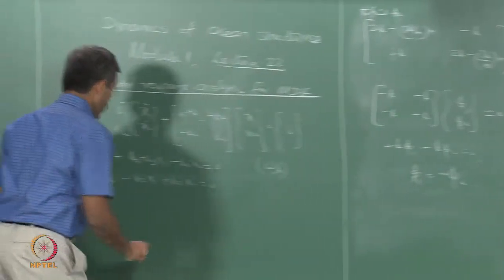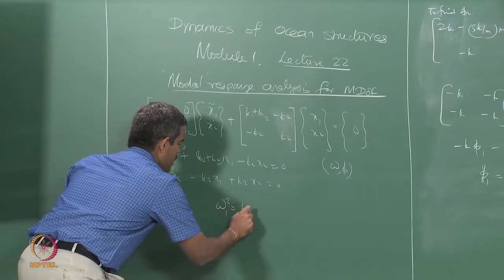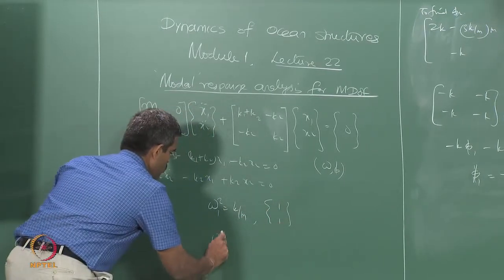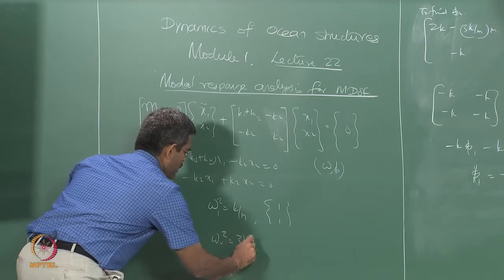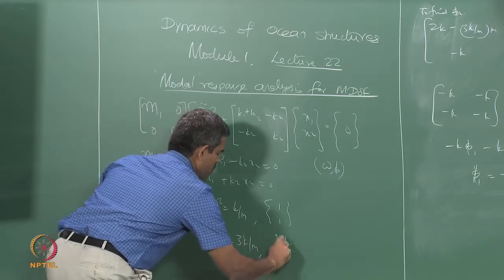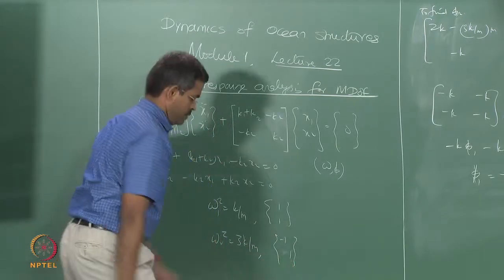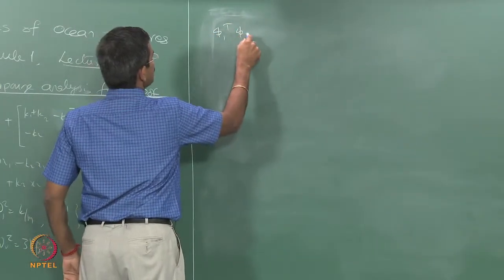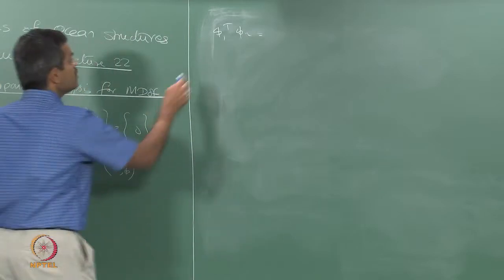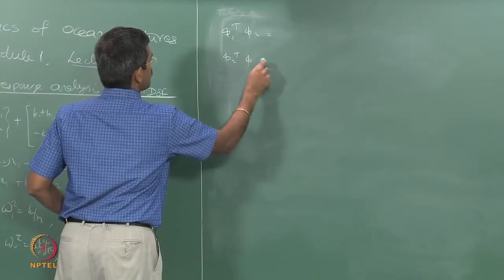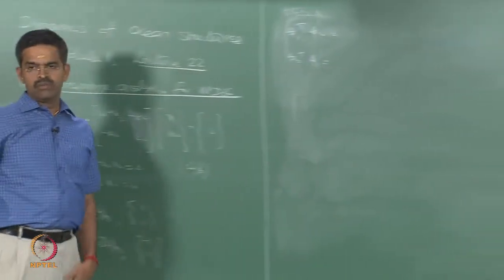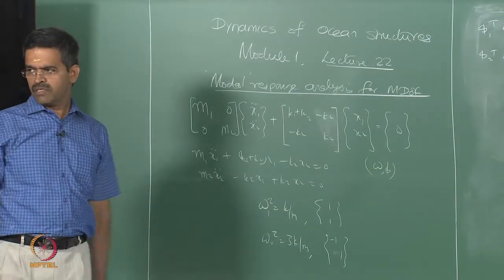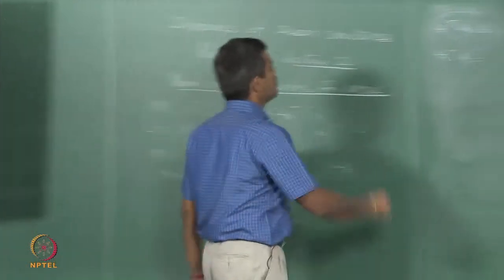So, I got two vectors now here. Omega 1 square is k by m and the corresponding vector is 1 and 1. Omega 2 square is equal to 3k by m and the corresponding vector is minus 1 and 1. You can always check that phi 1 transpose phi 2, or let us say phi 2 transpose phi 1, will not be equal to 0. The cross product should become 0, but they will not. So, they are not normalized, okay? They are not equal to 0.